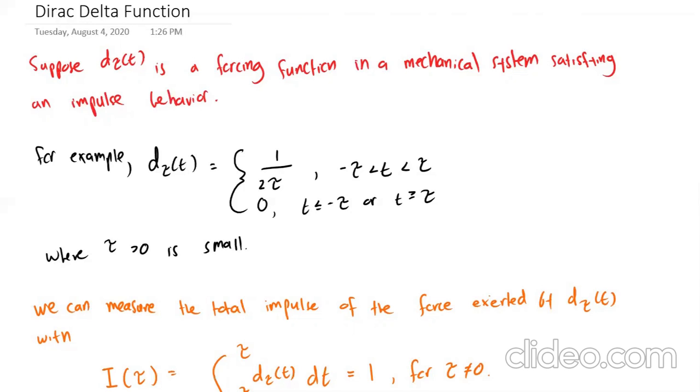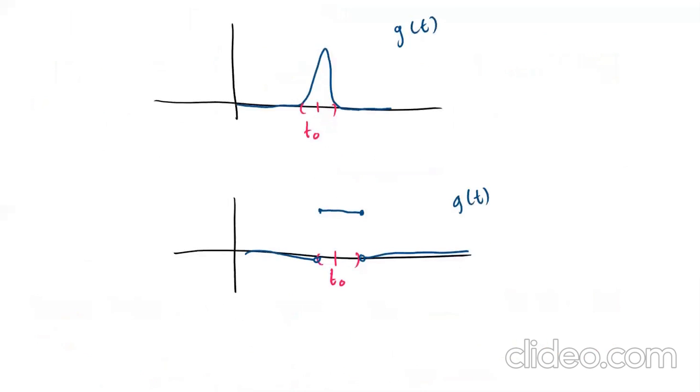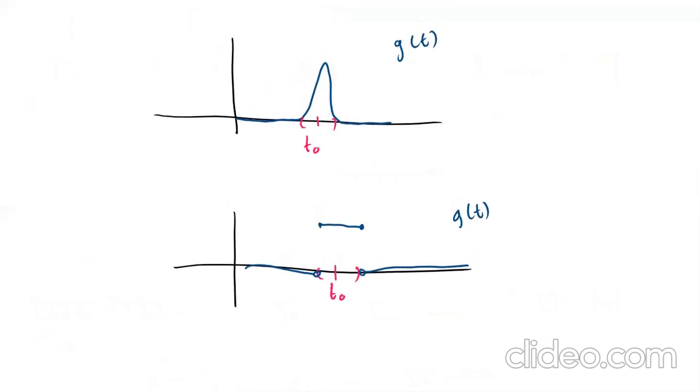Okay. So first, suppose d sub tau of t. Here I introduce another Greek letter, tau. I think it's spelled like this. I'm not exactly sure, but it's a Greek letter. So suppose d sub tau of t is a forcing function in a mechanical system, right? Not necessarily a spring mass system, but just a more general mechanical system, satisfying an impulse behavior, meaning that the graph of this function, d sub tau of t, looks something like this. If it's continuous, it looks like the example on the top. If it's not continuous, it looks like the example on the bottom.